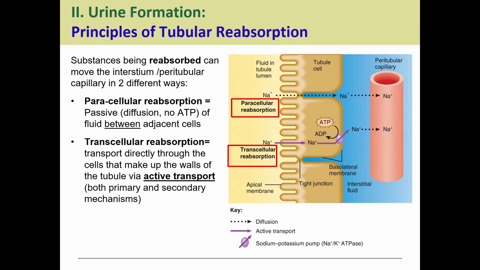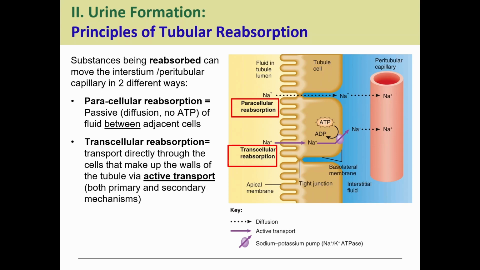So let's go ahead and talk about how things are reabsorbed. What can we do to reabsorb things either into the interstitium, which is just the interstitial space, or into the peritubular capillary that runs all around the nephron? We have paracellular reabsorption. This is passive, so this just means things are diffusing between the cells. So for example, up here we see this sodium ion just passing between the cells. This is passive. We don't need any energy input for this.